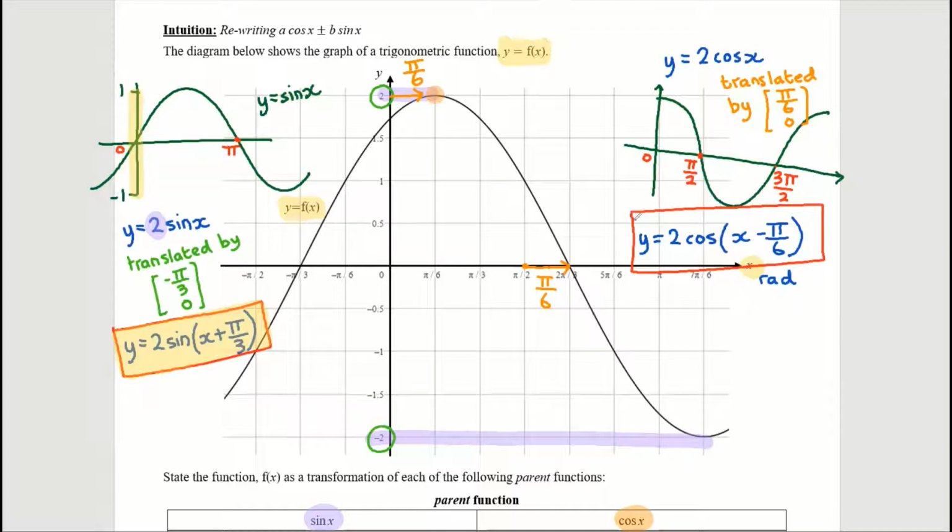for a cosine parent function. So you can see how they can contrast. So the ranges are the same, but obviously the translations are different because sine and cosine are obviously translations of each other. So let's check now whether these ideas are actually correct or not.